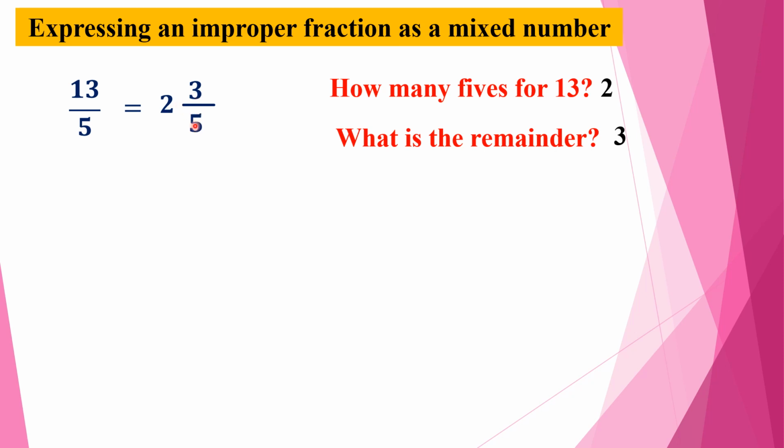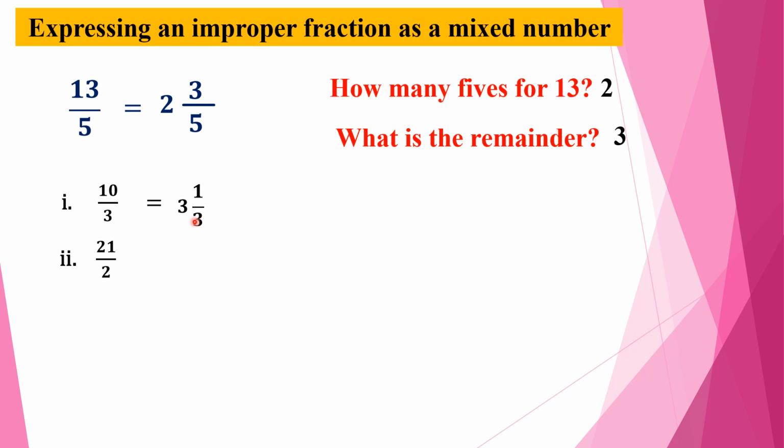Okay, let us discuss some examples. First one, 10 over 3. The first thing is we have to find how many 3s for 10. How many 3s for 10? Yes, there are 3 3s for 10. Then we found the whole part, and 1 remains. 3 times 3 is 9 and 1 remains. So the result is 3 and 1 over 3, or 3 and 1/3.